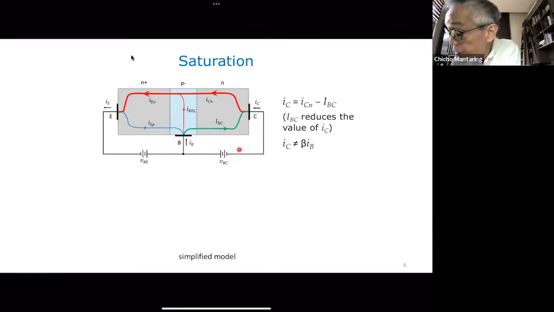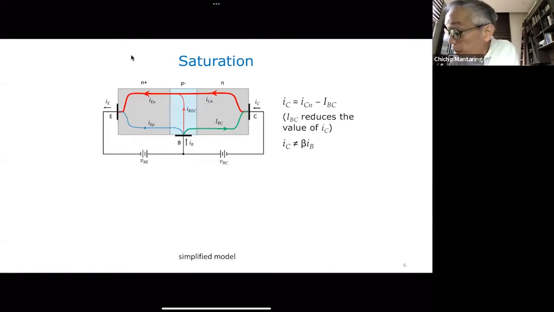If this had been reverse biased, the current here would have been the opposite direction, and it would have been equal to ICO, your reverse saturation current. But because this is now forward biased, I'm going to get a forward current in the base to collector junction, and that forward current is going to be due to diffusion. Remember that forward biased PN junction, the current is due to diffusion.